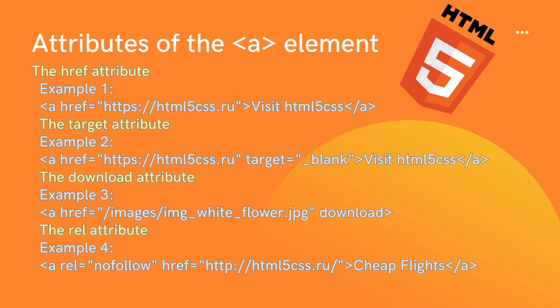Example 1. The target attribute specifies where to open the linked document. Example 2. The download attribute specifies whether to download the target resource instead of navigating to it. Example 3. The rel attribute sets the relationship of the current document with the target. Example 4. Tip: the following attributes: download, hreflang, media, rel, target, and type cannot be present if the href attribute is not present.